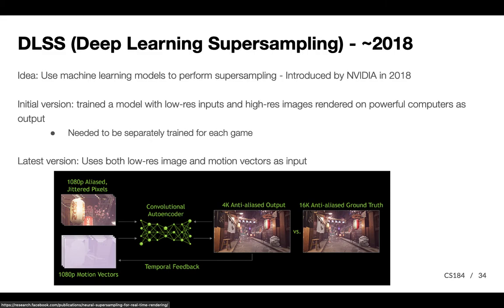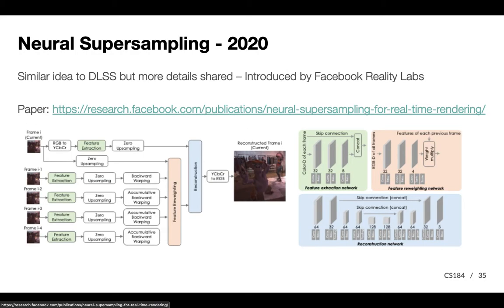So this technique is really picking up. And then the most recent, the last one we're going to talk about, is neural supersampling in 2020. This is a very similar idea to DLSS in that we set up a neural network to do this work for us. But there's more details shared. This work was done at Facebook Reality Labs, and there's a link right here if you're interested in reading more yourself.